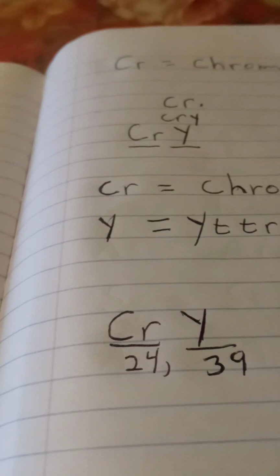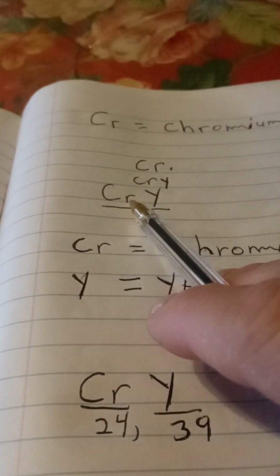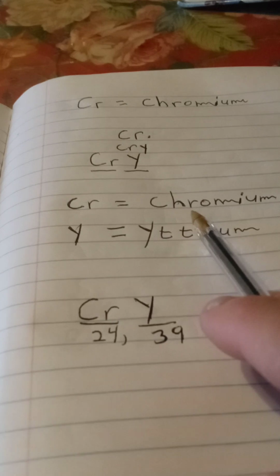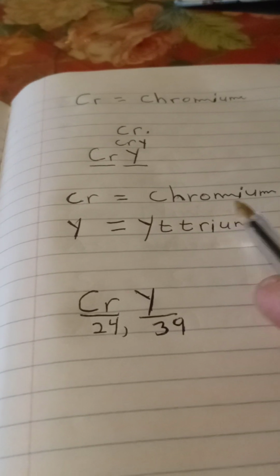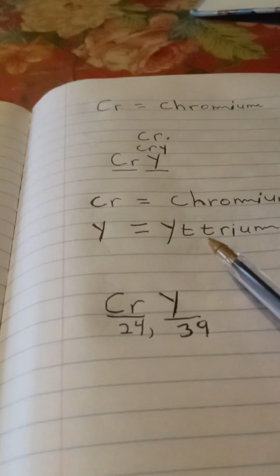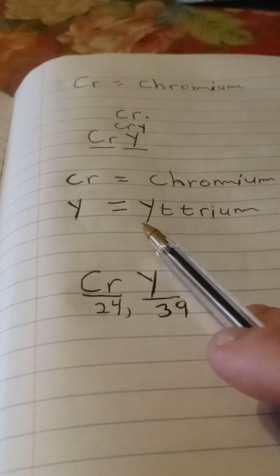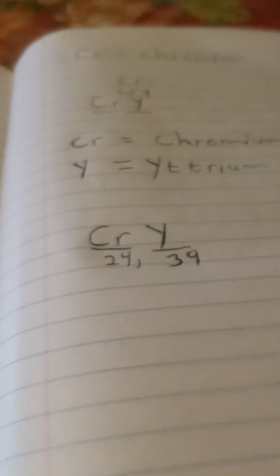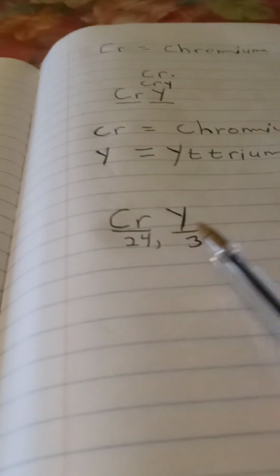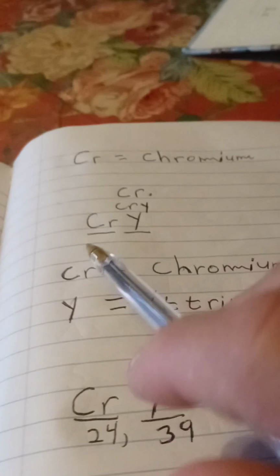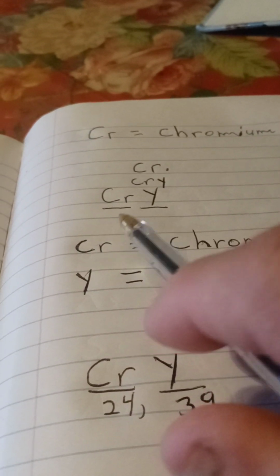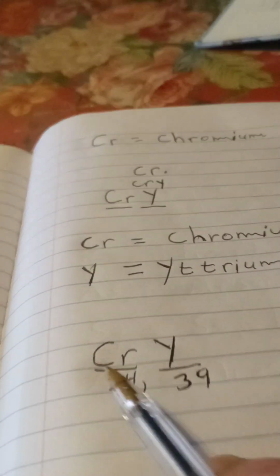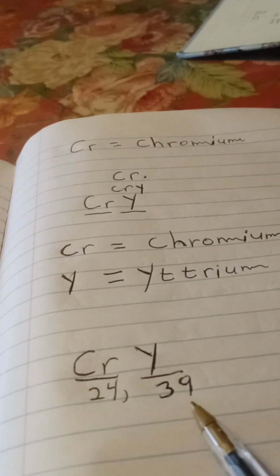periodic table of elements. Now, capital C and a small r stands for chromium. I already told you that. Capital C, H-R-O-M-I-U-M. Capital Y equals yttrium: Y-T-T-R-I-U-M. So you have chromium and yttrium, and those are the chemical symbols for both parts of the word CrY.